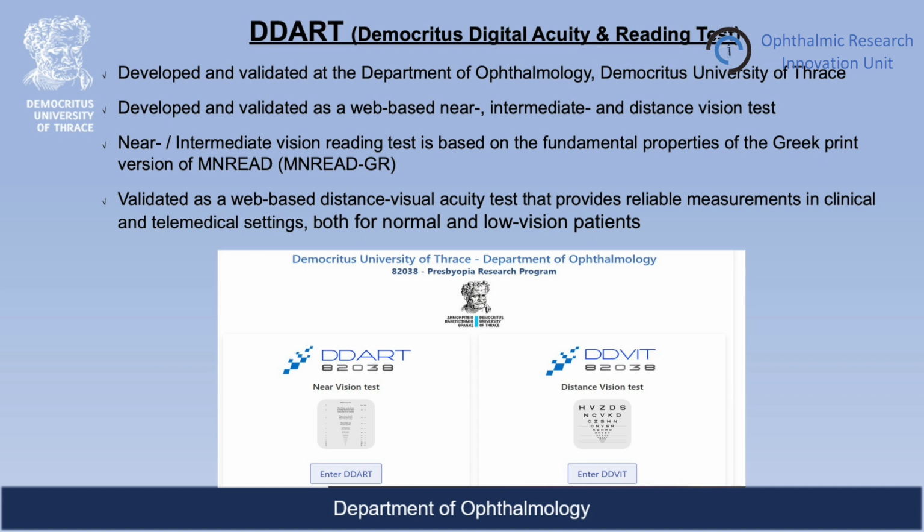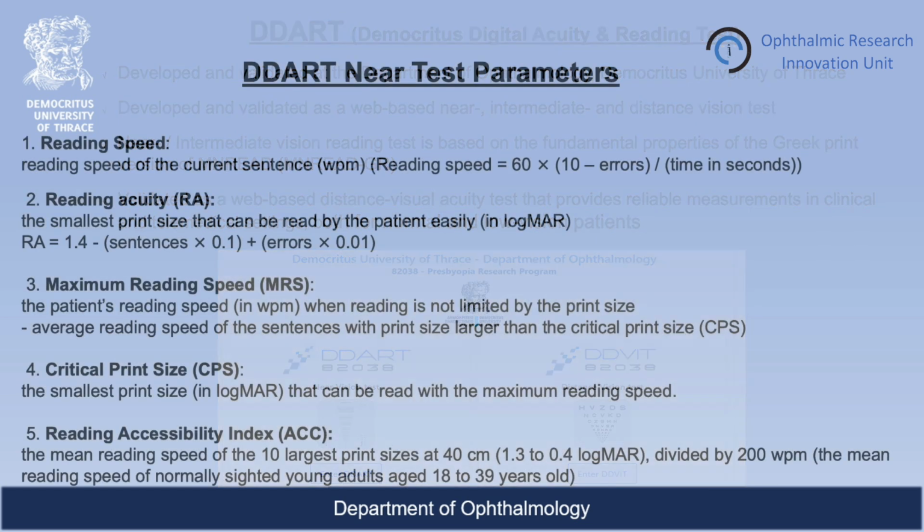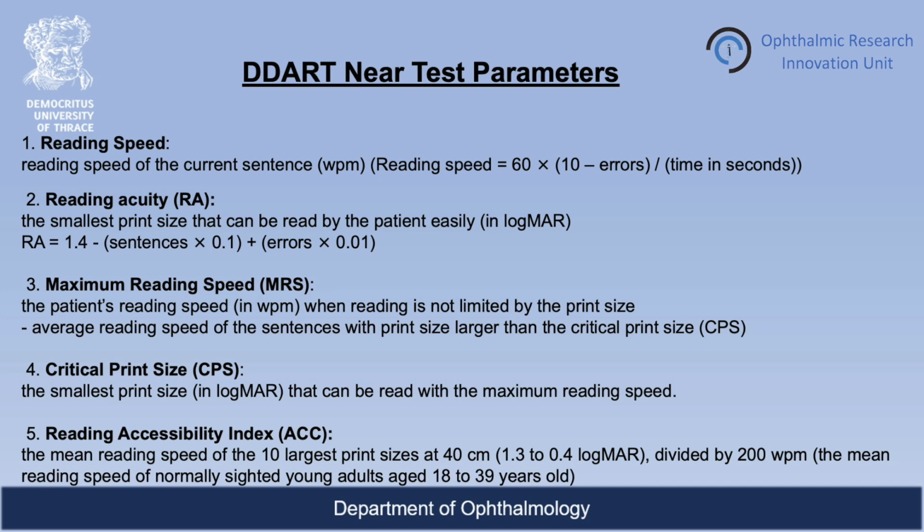DART incorporates the fundamental principles of the printed MN read and calculates the following parameters. Reading speed is the reading speed of the current sentence in words per minute. It is calculated by the following formula, where errors are the number of mistakes made by the patient in the current sentence and time in seconds is the patient's reading duration of the current sentence. Reading acuity is the smallest print size that can be read by the patient easily in logMAR. It is calculated by the formula in the slide.